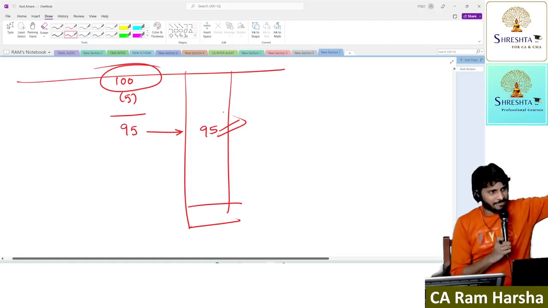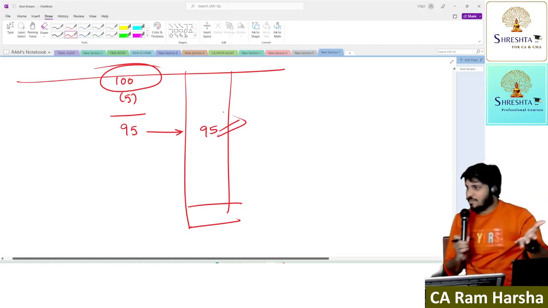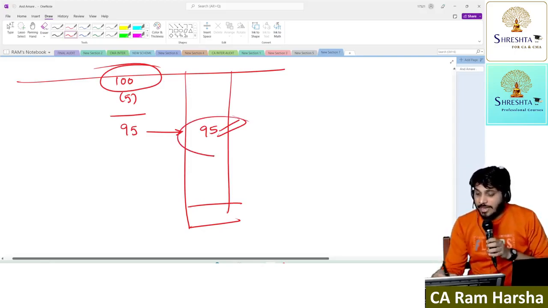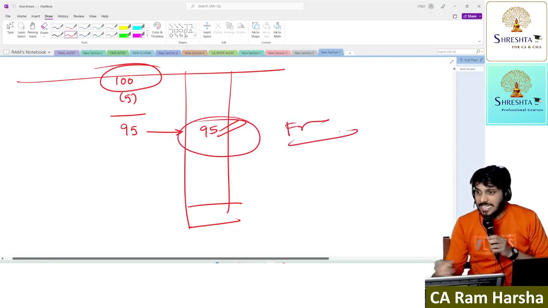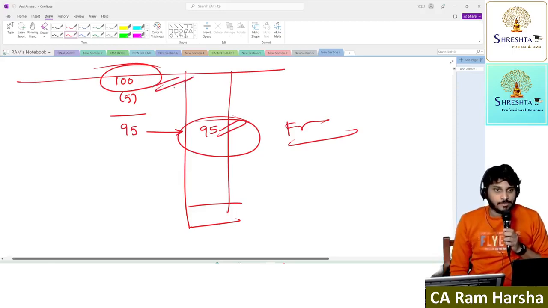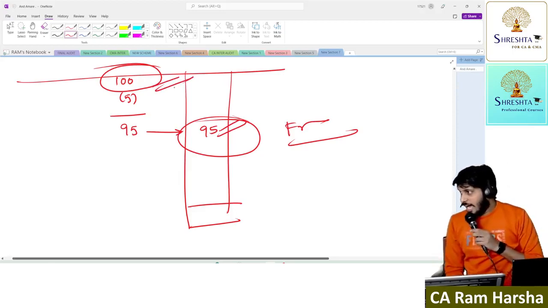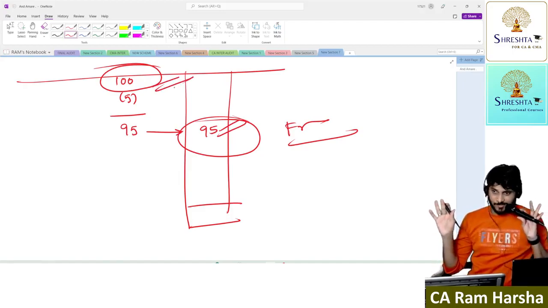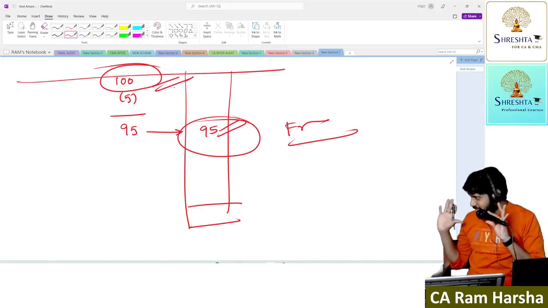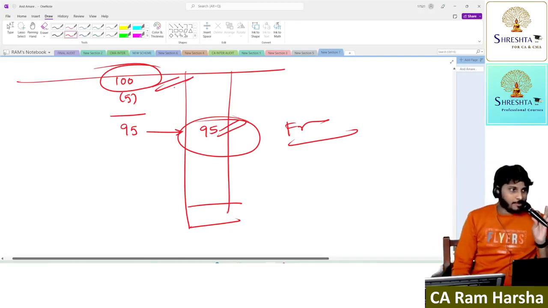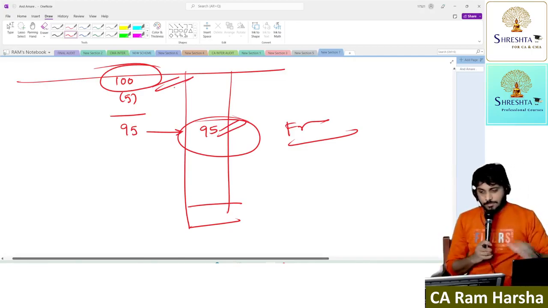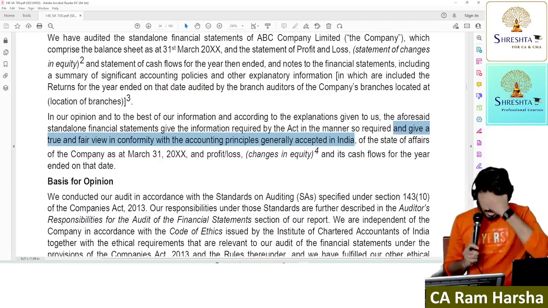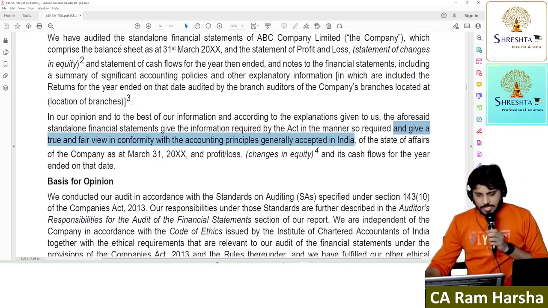Okay, I understand, the fact is 100. But fairly speaking, how much can the company realize? 95. This is fair value. This is fair presentation. Whereas this is true. Truly 100 crore I should receive. I will not show what are my true assets. I will show what are my fair assets. Fairly how much I will receive, that only I will show. Able to understand? That's the basic difference between true and fair. Understood all of you? Next.